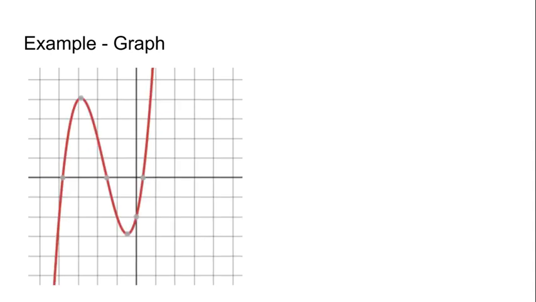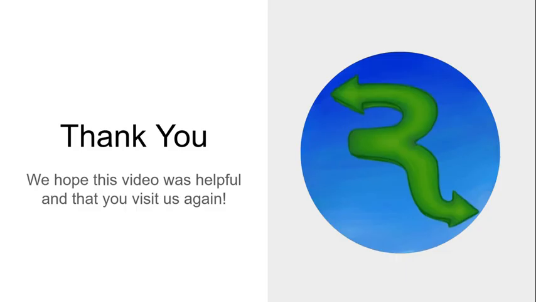Here we have something that goes off to infinity on either end. So it goes all the way to negative infinity on the left, all the way to positive infinity on the right, drops all the way to negative infinity, all the way to positive infinity.